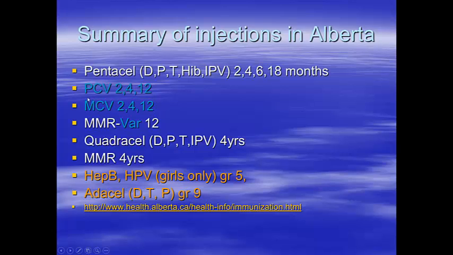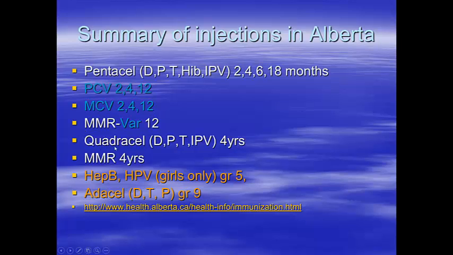The next one is the pneumococcal conjugate vaccine. It's given at 2 months of age, 4 months of age, and then 12 months of age. Simultaneously, the meningococcal conjugate vaccine, or against meningitis, Neisseria meningitidis, is given at 2, 4, and 12 months of age. Measles, mumps, rubella, combined with varicella, given at 12 months of age, and this is a live virus vaccine.